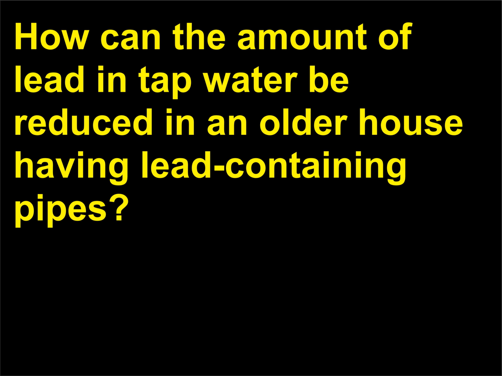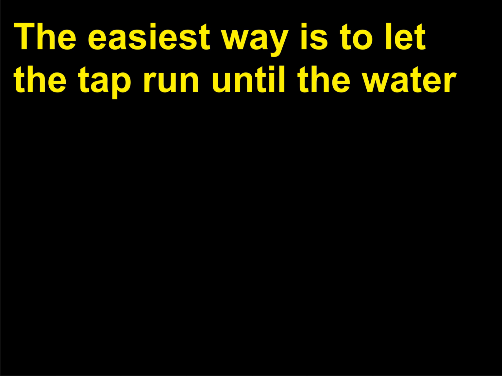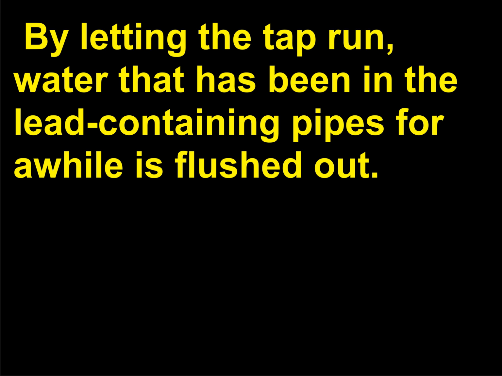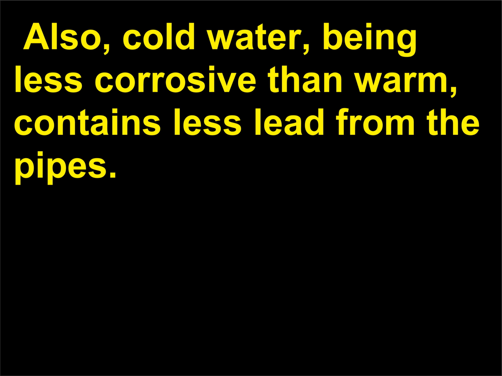How can the amount of lead in tap water be reduced in an older house having lead-containing pipes? The easiest way is to let the tap run until the water becomes very cold before using it for human consumption. By letting the tap run, water that has been in the lead-containing pipes for a while is flushed out. Also, cold water, being less corrosive than warm, contains less lead from the pipes.